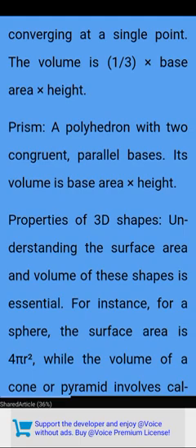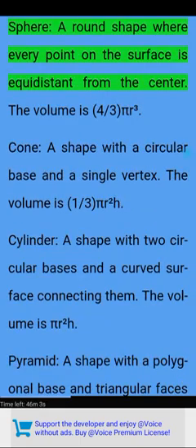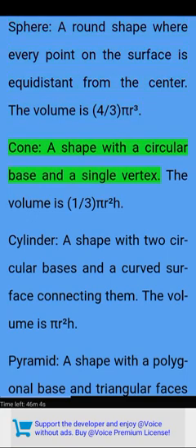Angles are 90 degrees. The volume is side cubed. Cuboid, similar to a cube but with different length, width, and height. Volume is length times width times height. Sphere, a round shape where every point on the surface is equidistant from the center. The volume is 4/3 pi r cubed. Cone, a shape with a circular base and a single vertex. The volume is 1/3 pi r squared h.